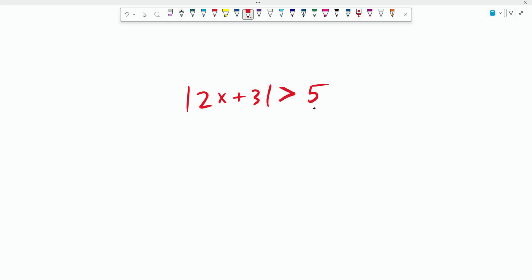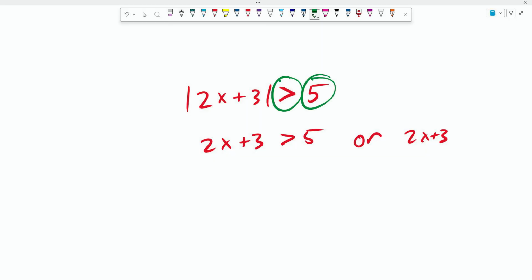So we go 2x plus 3 greater or equal to 5. We just copy without the absolute value. And we write or 2x plus 3. And then we flip the inequality sign, flip the positive sign. So it becomes less than -5. These we have to solve separately. We can't do it 2 for 1 like the previous example.